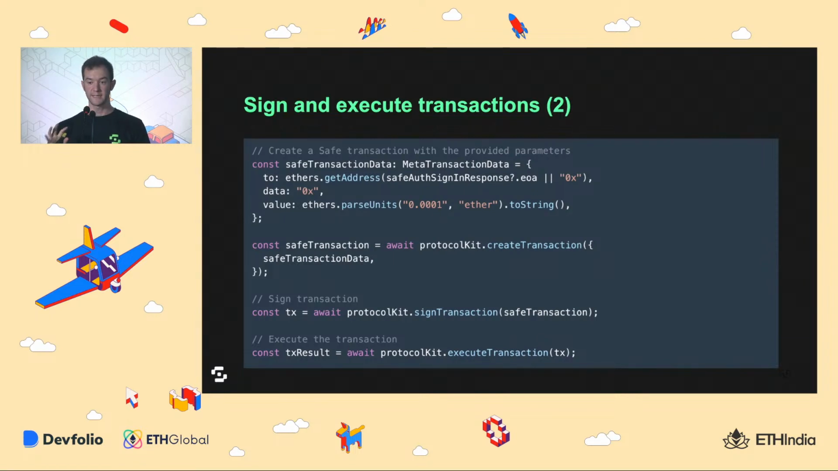Now we need to create the transaction object. So we can build an object with the properties to, value and data. Here it's just a random transaction from the safe to the signer, but whatever you need to execute. Then we call the protocolKit.createTransaction, and we pass this transaction object. Then we need to sign the transaction, so we can call the protocolKit.signTransaction, and we pass the safe transaction. And this will return the TX object that we need to pass to the executeTransaction method.